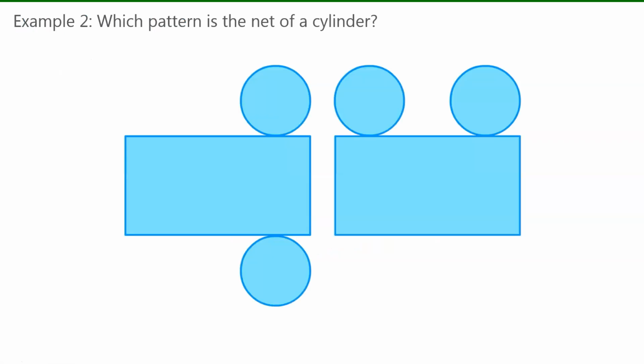Example 2. Which pattern is the net of a cylinder? We can see that both patterns have two circular pieces and a rectangular piece that would wrap around the circles. So which pattern do you think will create a complete cylinder once folded?